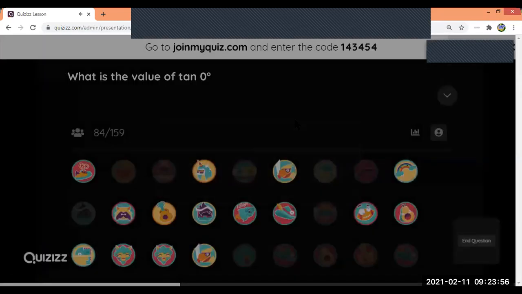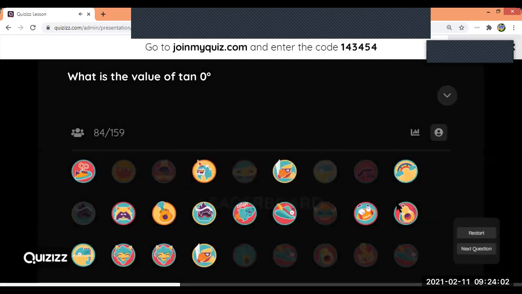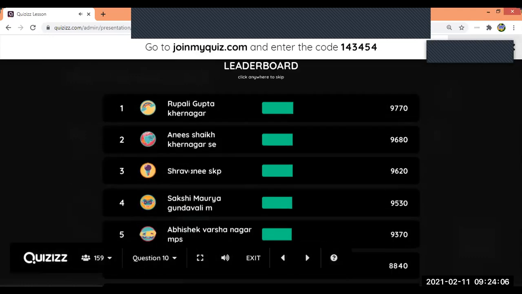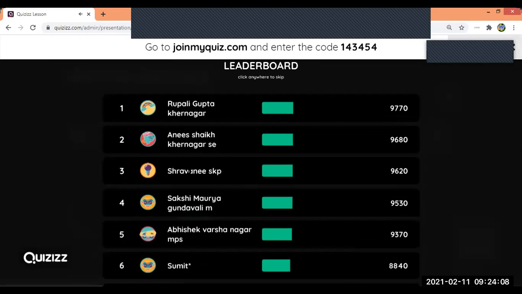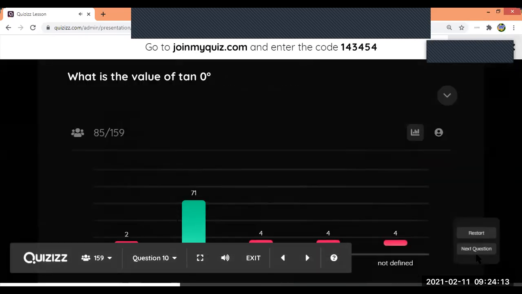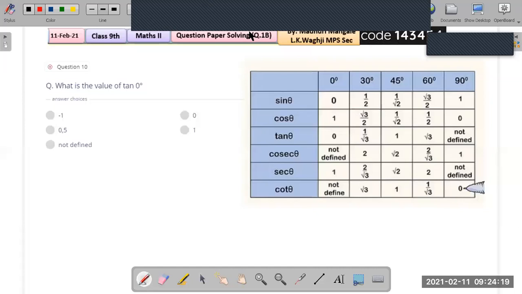So time's up. Let's see how many of you got it right. Tan of 0 is 0. Tan of 45 is 1, right? Ravi Gupta from Khairnagar School, Anish Sheikh from Khairnagar School, wonderful. So 71 of you got it right. Let us look at the next question. The answer to this was 0. Tan of 0 is 0.